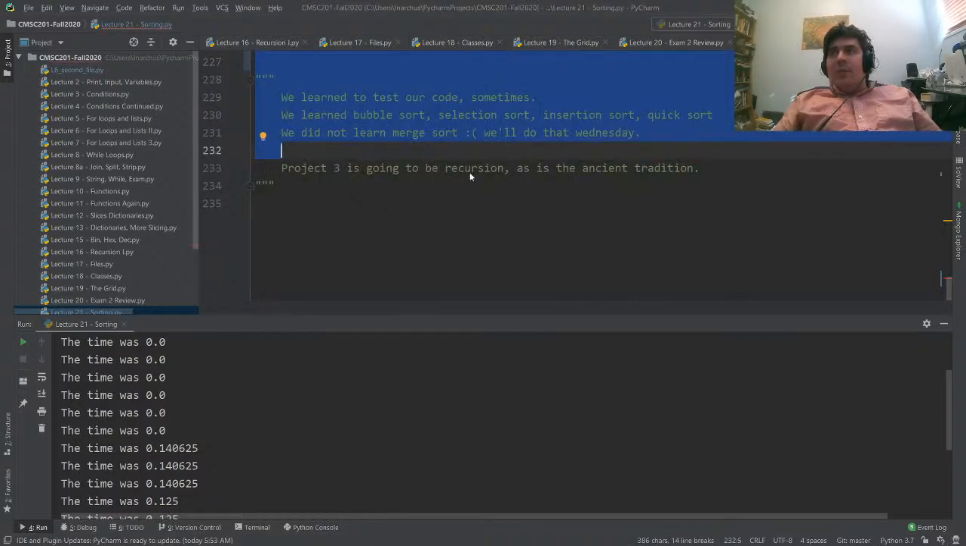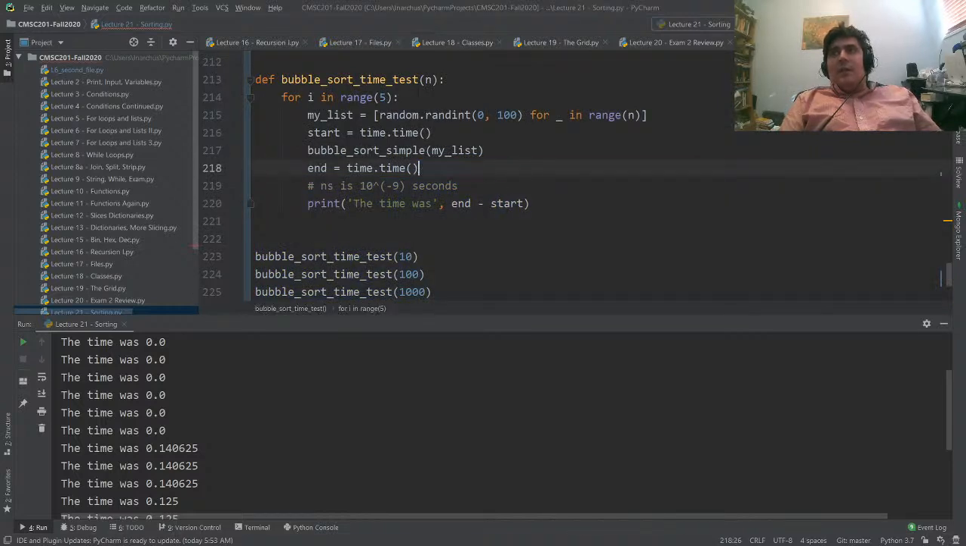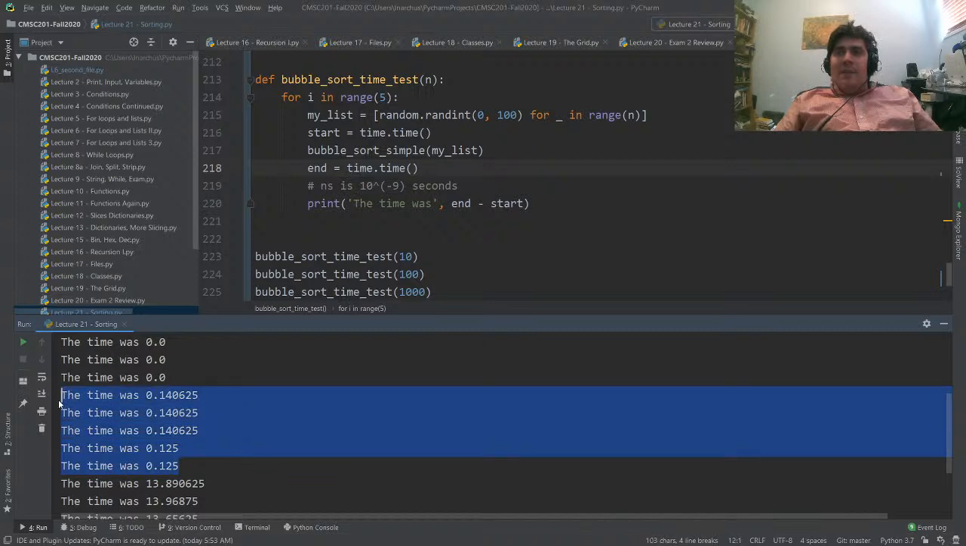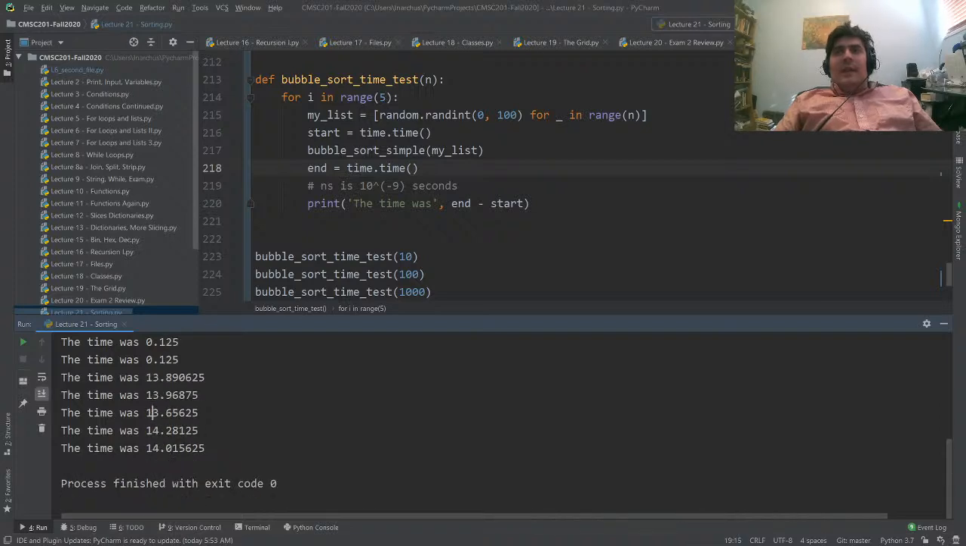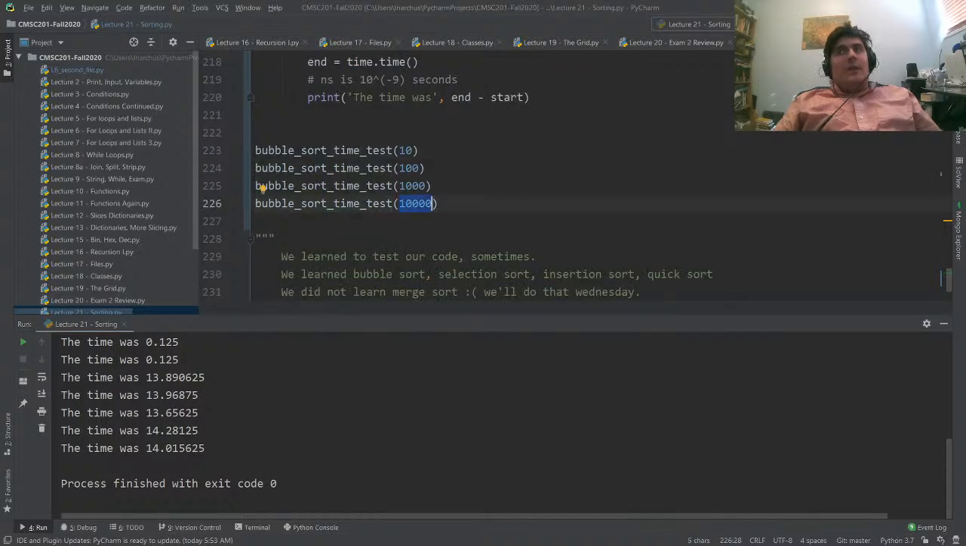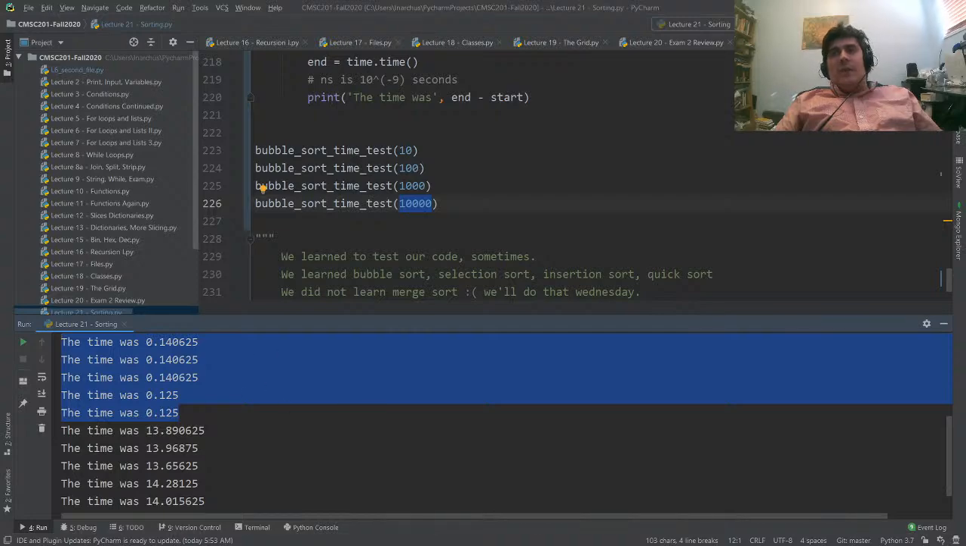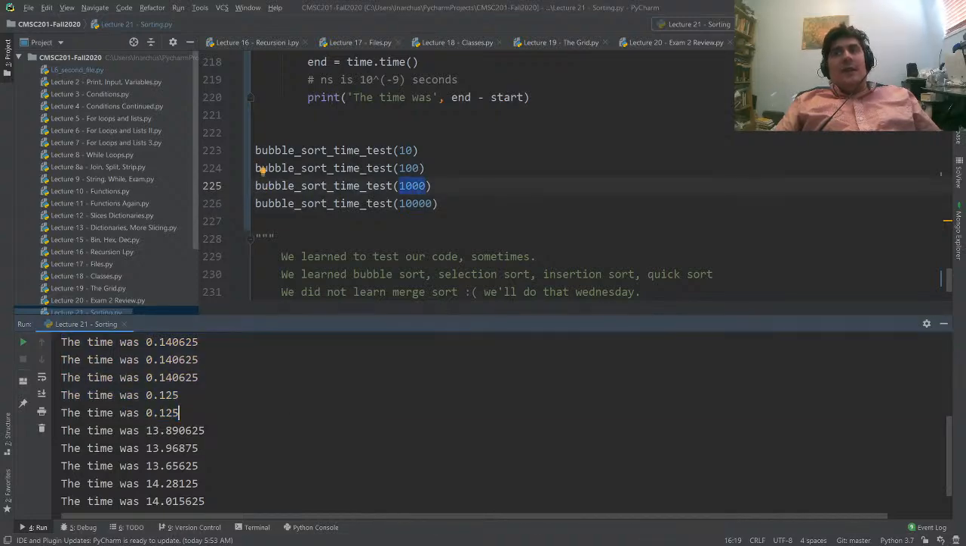But the point is that what we see here, let's see if we can make this a little bit more accurate. So we see here that the time was 0.14 seconds, 0.14 seconds, 0.14, 0.125, 0.125. And then here, you notice that it was 13 seconds, 13 seconds, 13 seconds, 14 seconds, 14 seconds. So it's at the upper end of 13, at the lower end of 14 seconds to do 5 random lists of size 10,000. And it's at something like that many seconds to do a list of size 1,000.